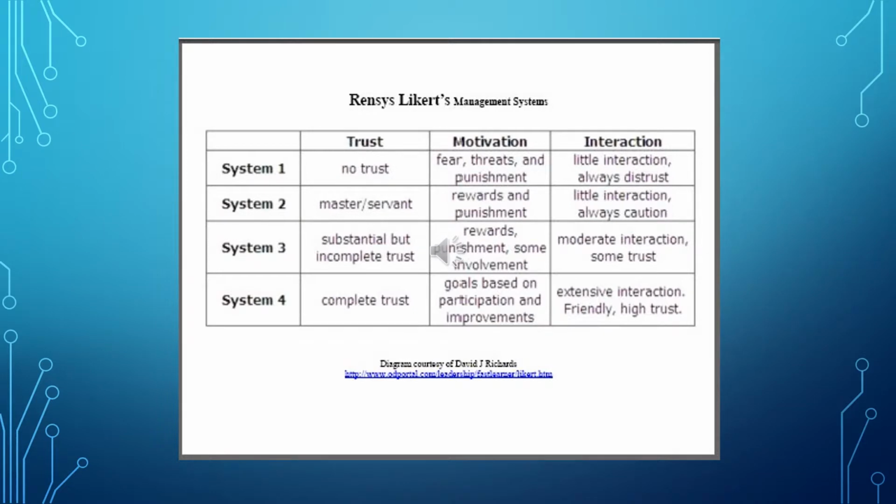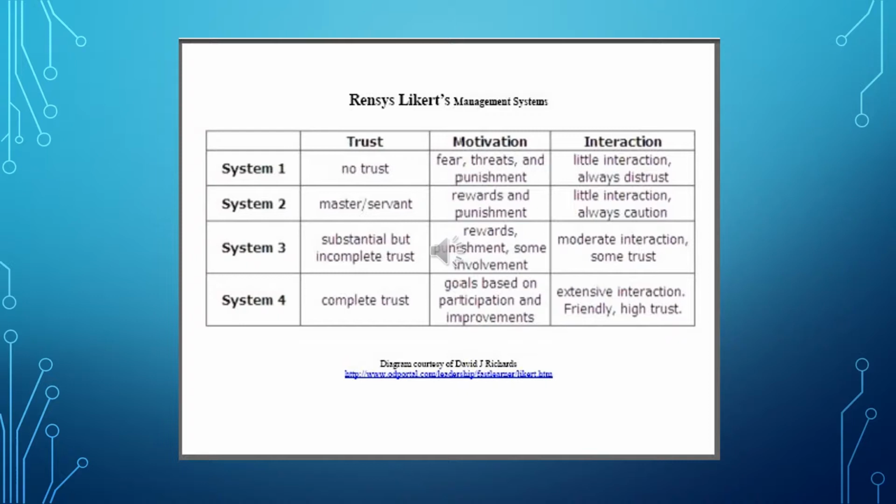So here is another breakdown of all 4 of Likert's methods. You can see the differences in each method for trust, motivation, and interaction. System 1 has no trust, fear, threats, and punishment, little interaction, and always distrust between leaders and their employees. System 2 has a kind of master-servant trust. There are rewards and punishment, and little interaction, but cautious interaction.